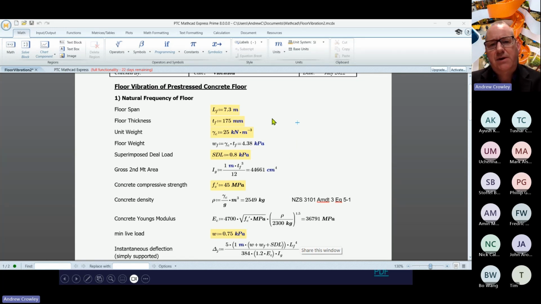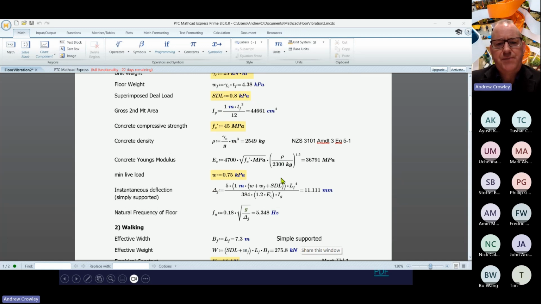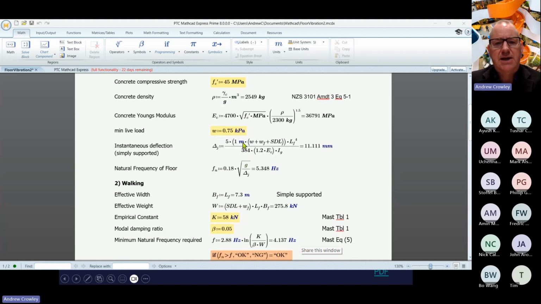So we give it an input of the floor span, the floor thickness, and the unit weights, and we had a superimposed dead load. Again, you don't need to put too much in there. The more weight you have in your system, the better in terms of vibration. You work out the Young's modulus, in this case from our own NZS 3101, and you put in the live load. Again, you don't put in the full live load, but a proportion of it.